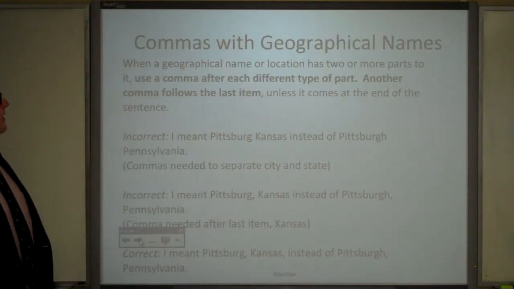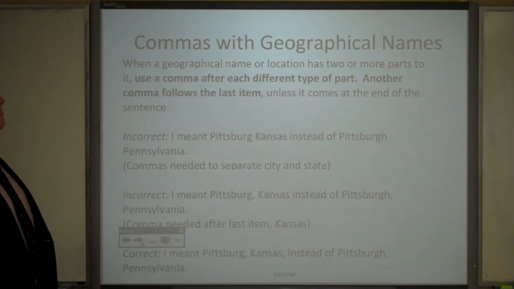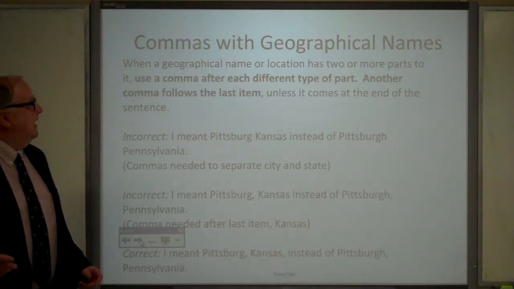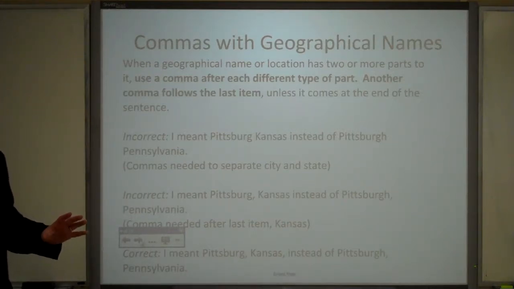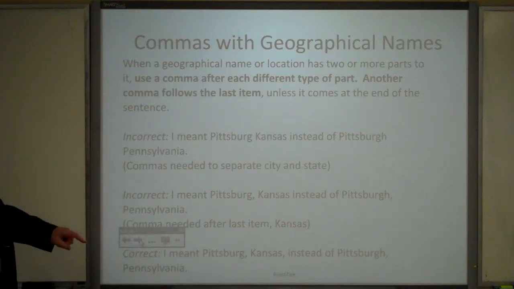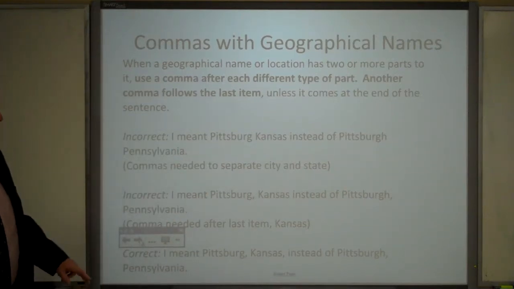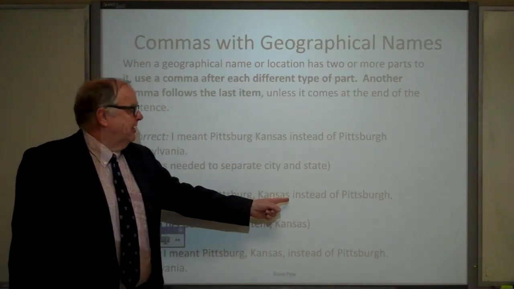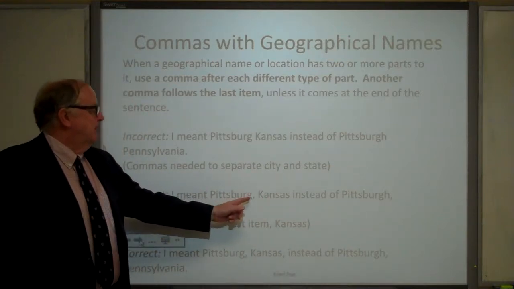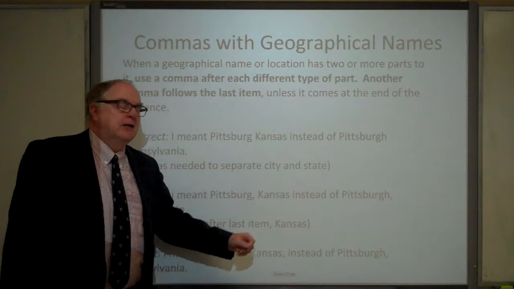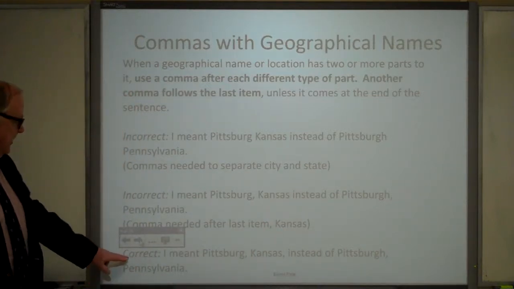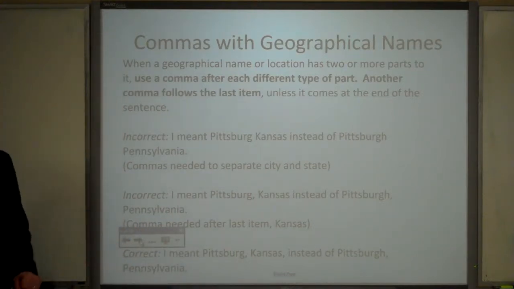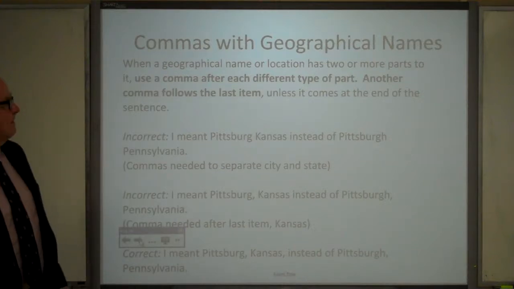Okay, when a geographical name or location has two or more parts to it, you use a comma after each different type or part. And another comma follows the last item also, unless it's at the end of the sentence. So, if you say, I meant Pittsburgh, Kansas instead of Pittsburgh, Pennsylvania, you need commas. And you need commas after the last item, too. So even this one, yeah, there's a comma between Pittsburgh and Kansas, but there needs to be a comma after Kansas as well. So, the correct way, I meant Pittsburgh, comma, Kansas, comma, instead of Pittsburgh, comma, Pennsylvania.